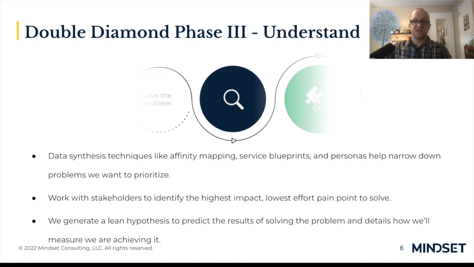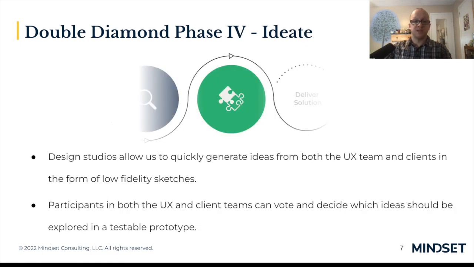And understand. Once we have gathered our users' pain points, we can use data synthesis techniques like affinity mapping, service blueprints, and personas to narrow down the problems we want to bring back to the stakeholders to prioritize. Using this data, we work with the stakeholders to identify the highest impact and lowest effort pains to solve first and generate a lean hypothesis around it. What do we think will be the result of solving this problem, and how will we measure if we are achieving it? Now that we've solved the first diamond, we can move on to the second.